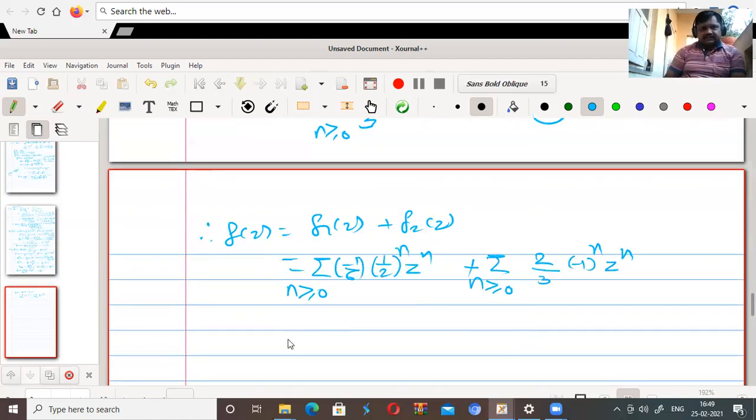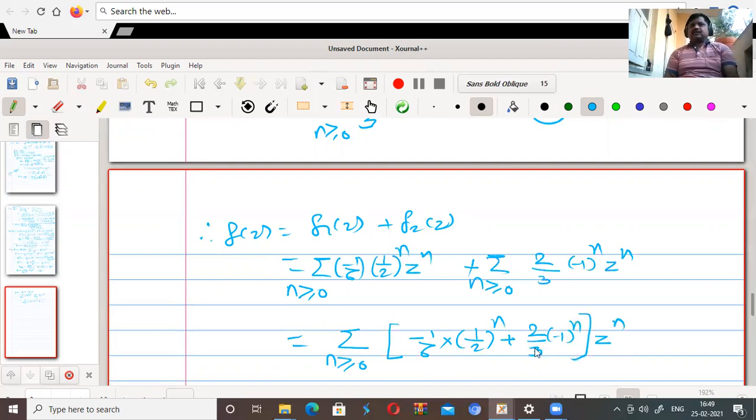And so can I write this as summation n greater than or equal to 0, in the first bracket minus 1 by 6 into 1 by 2 to the power n, plus 2 by 3 into minus 1 to the power n, into z to the power n. This is the f of z, that is the Taylor series expansion of f of z. What is f of z here? f of z is z minus 1 upon z square minus z minus 2.